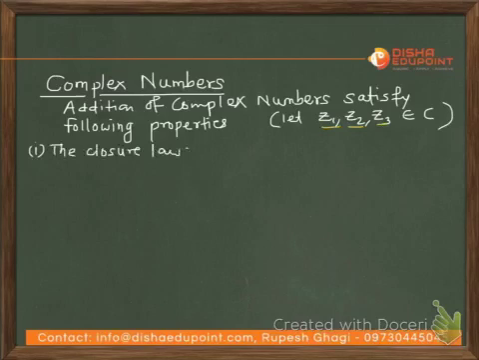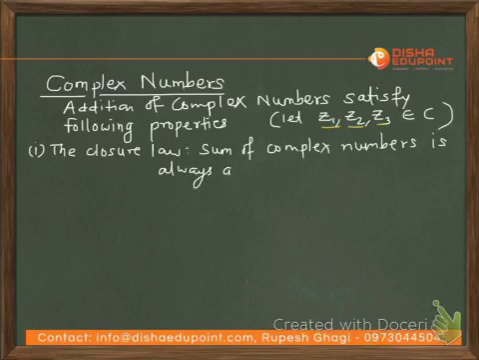The closure law states that the addition of two complex numbers is also a complex number. The sum of complex numbers is also a complex number. See what is meant by a closure law? For a binary operation performed on two elements of a given set, if the result of the binary operation also lies in the same set, we say that that binary operation follows the closure law.